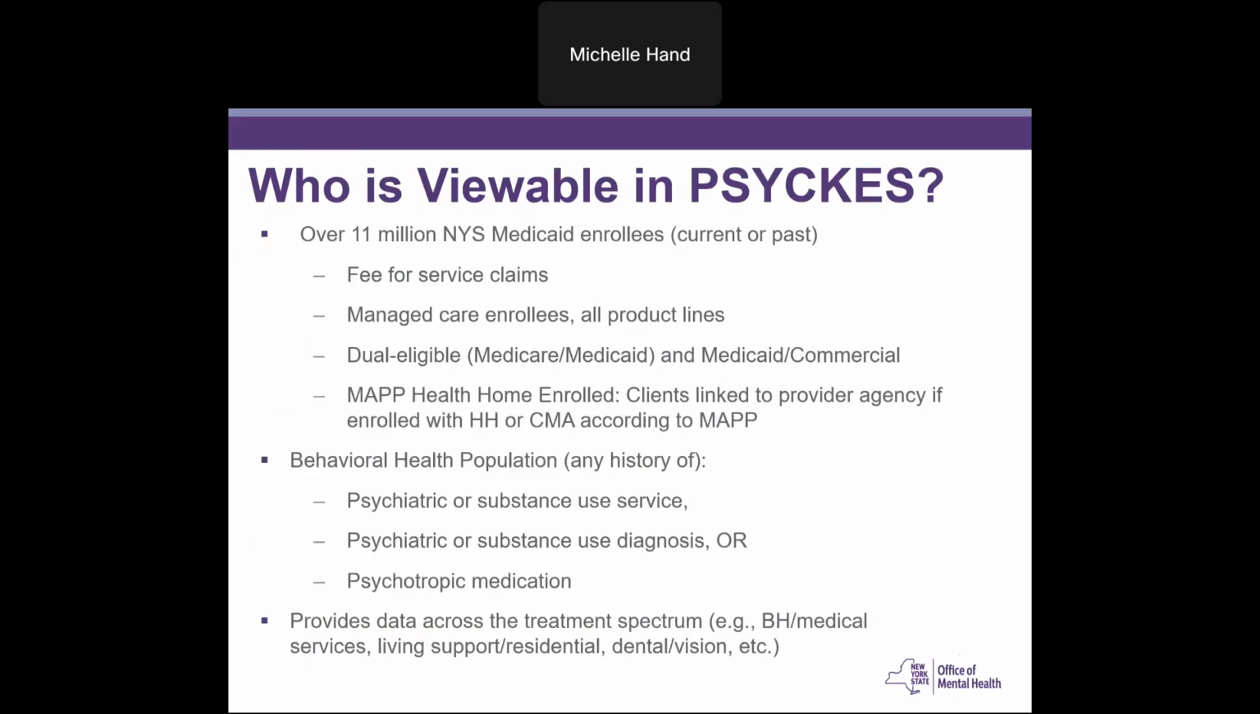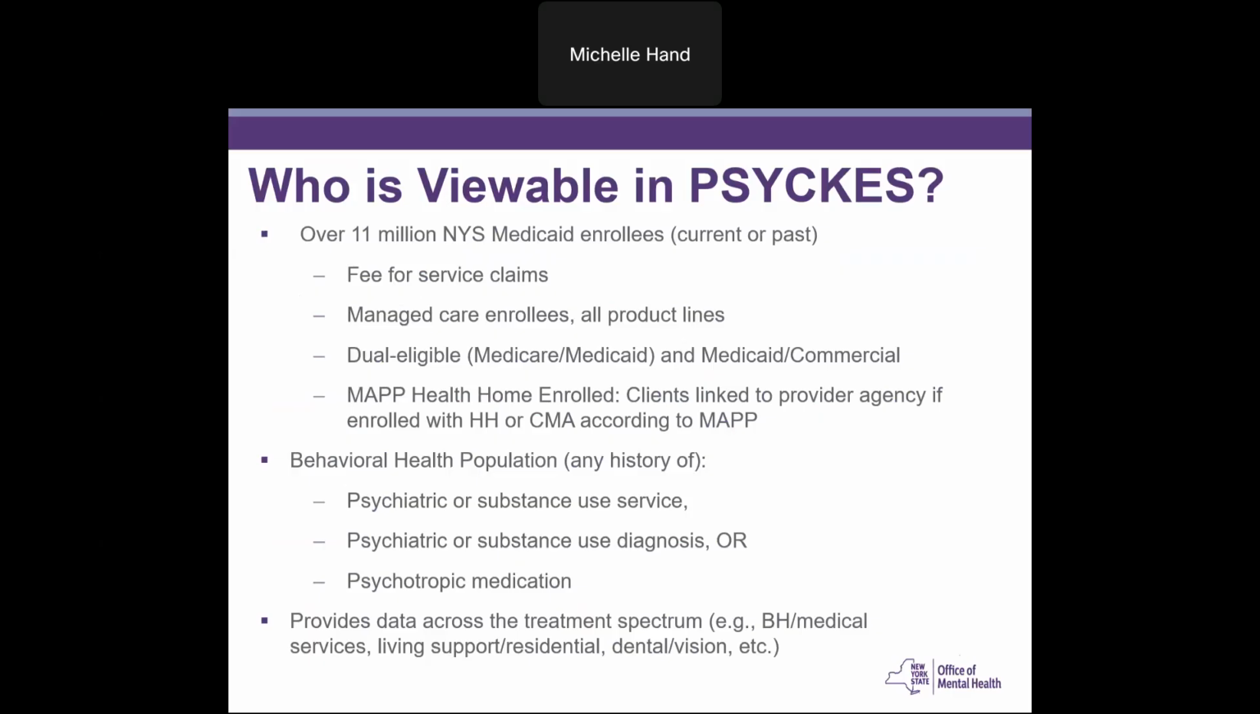So who is viewable in PSYCKES? The population available in PSYCKES, right now we have over 11 million New York State Medicaid enrollees, either currently or previously enrolled. We have those that are fee-for-service, managed care enrollees, including all product lines. We have dual eligible folks, which means they're enrolled in both Medicare and Medicaid. But just to note, the information in PSYCKES will only be for Medicaid data at this time. So for example, if somebody is a dual eligible individual and their medications are being paid for by Medicare, those would be missing from PSYCKES. However, any medications paid for by Medicaid would show up in our application.